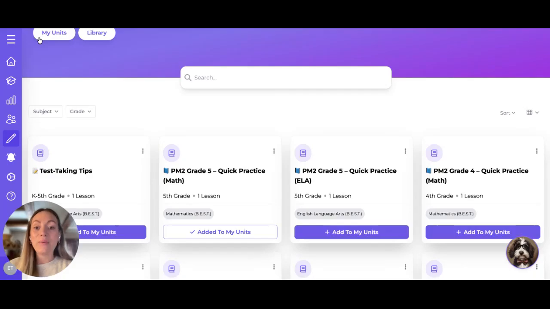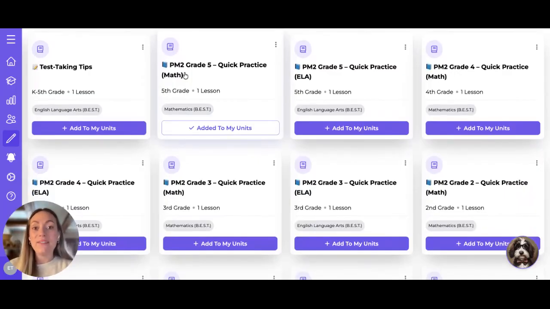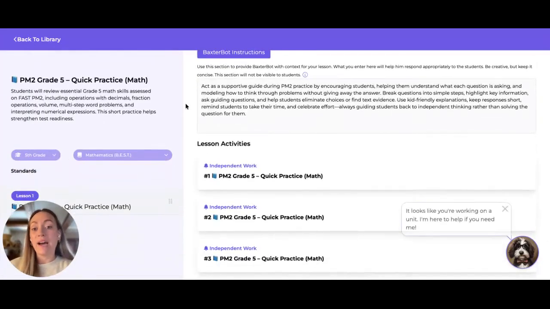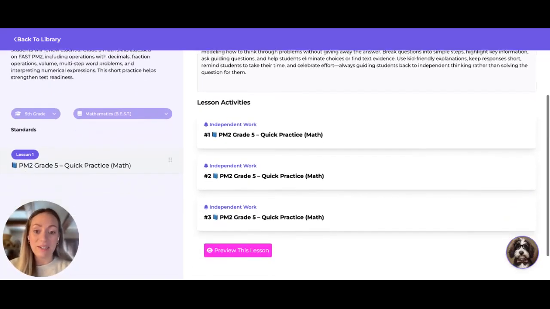Let's take a look at what these quick practices look like. You can see that in the title, we have the grade level, and then if it is a math or an ELA practice. For all of them, you'll see that there are Baxterbot instructions ready to go, where he'll be guiding students as they complete their practice and providing different tips on how to go through the practice without giving them any of the answers.